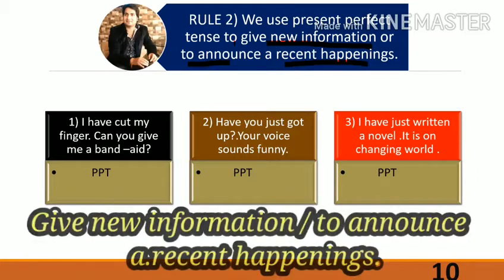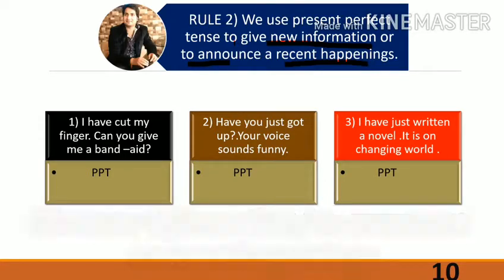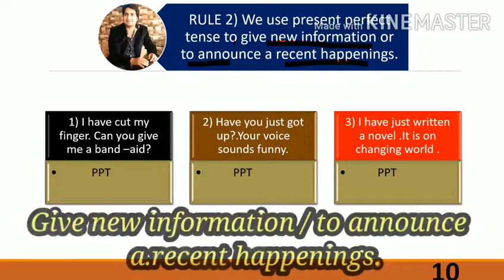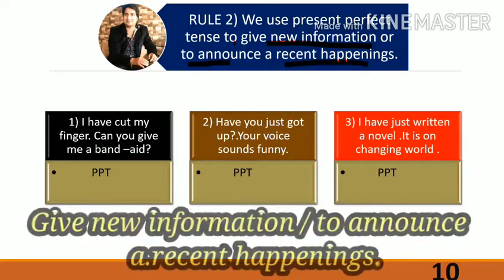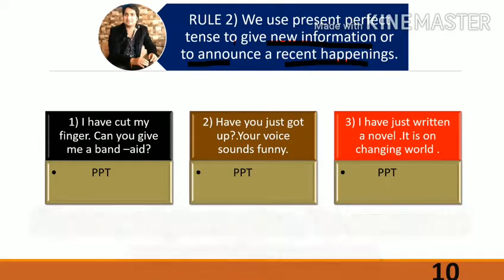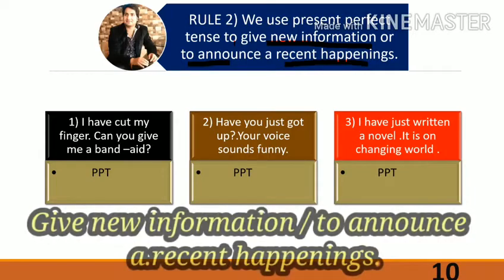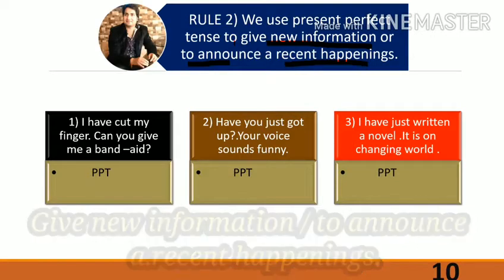Let us take some examples. I have cut my finger. Here the word I is a subject, have is a helping verb, and cut is V3. The V3 form is the same form: V1 is cut, V2 is cut, V3 is cut. So it means the third form is also similar to the V1.